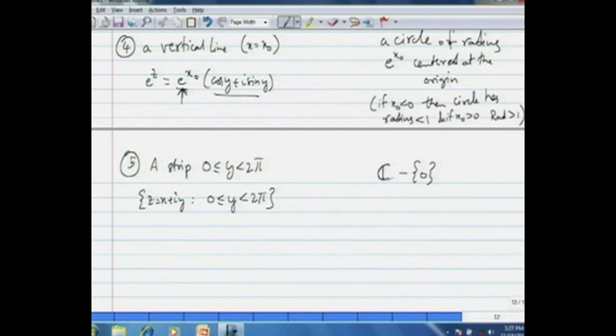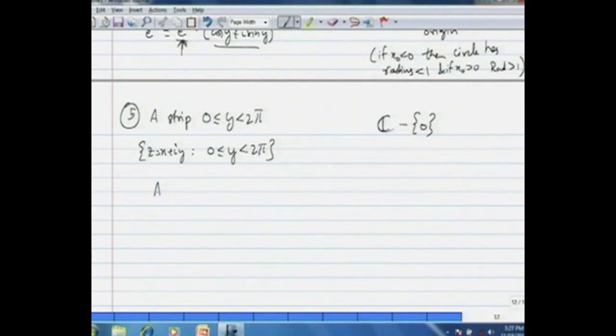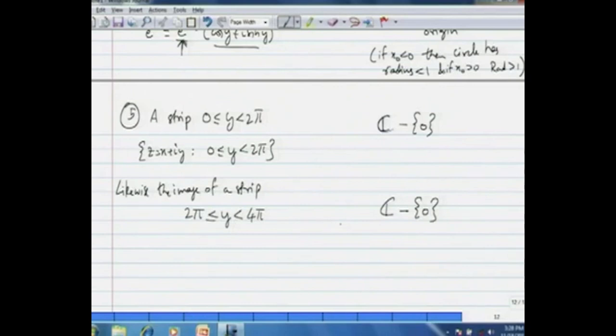Okay. And this reflects, okay. So, before I make that statement, let me say that likewise the image of a strip 2π ≤ y < 4π, okay, is also all the complex numbers minus 0. That is because now you will begin at the angle 2π with the positive x axis, which will essentially be the positive x axis. Okay. And then you will take all the half infinite rays starting at 0, and go around until angle 4π with the positive x axis. So, you will essentially span all of the complex plane, except the point 0. Okay. So, this reflects the periodic nature of the exponential function.